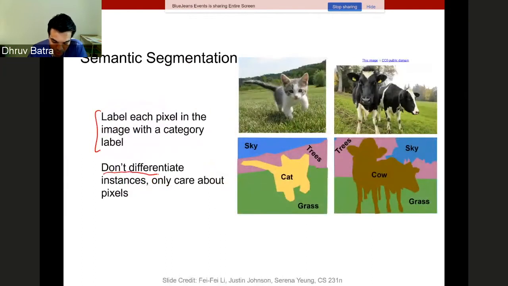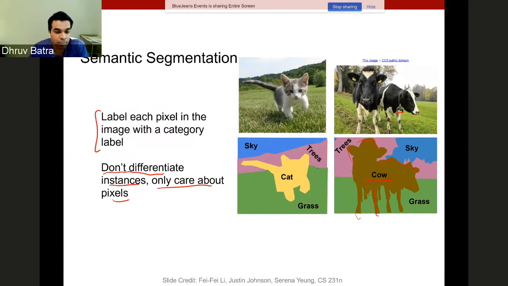We do not differentiate between instances. We only care about pixels. So for example, there is cow number 1 and cow number 2 here, but all we get outputted is this pixel level mask, where we, from the mask, cannot differentiate whether there are 2 cows here or 1 cow here.